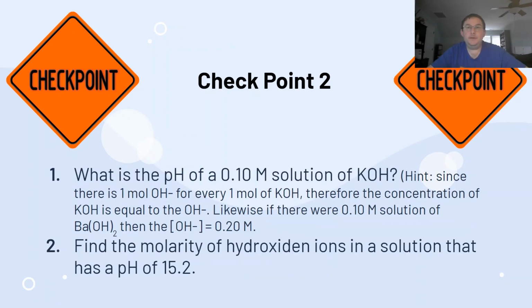So this is checkpoint number 2. What I want you to do is grab that piece of paper and complete these 2 problems, and I want you to turn these in per your instructor's directions. Keep in mind, I do have a little hint there for finding the molarity of a solution of a particular substance. So, what is the pH of a 0.10 molar solution of KOH? And then question number 2, find the molarity of hydroxide ions in a solution that has a pH of 15.2.